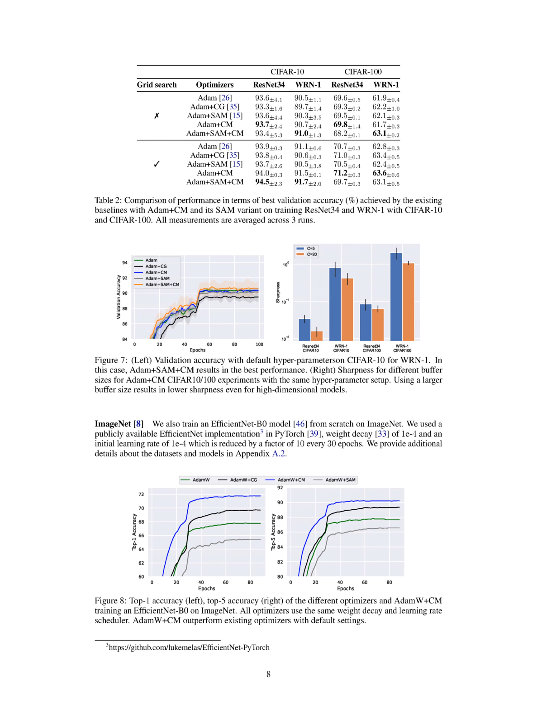Section ImageNet. We also decided to train an EfficientNet B0 model from the ground up using ImageNet. To do this, we utilized a publicly accessible EfficientNet implementation in PyTorch, with a weight decay of 0.0001 and an initial learning rate of 0.0001. This learning rate was then reduced by a factor of 10 every 30 epochs. More details about the datasets and models we used can be found in the appendix.